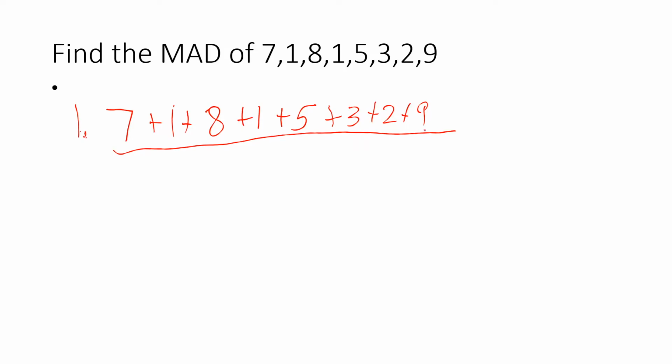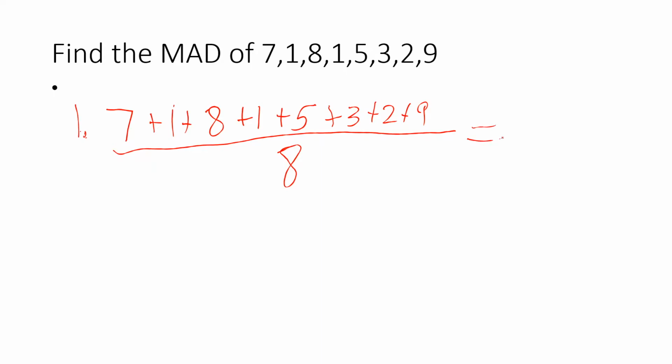Alright, so our next question says to find the mean absolute deviation of 7, 1, 8, 1, 5, 3, 2, 9. A lot of numbers. This is 8 numbers, so we're going to do it like last time and get the correct answer. We know our steps. First step, find the mean. So we have 7 plus 1 plus 8 plus 1 plus 5 plus 3 plus 2 plus 9. We have all of our values here, and there are 8 numbers: 1, 2, 3, 4, 5, 6, 7, 8.